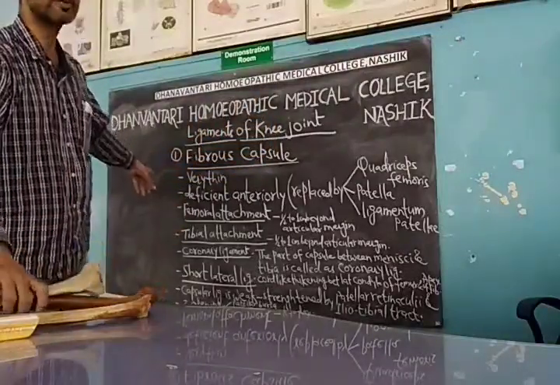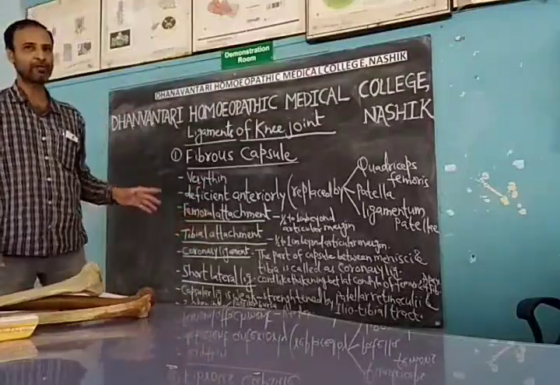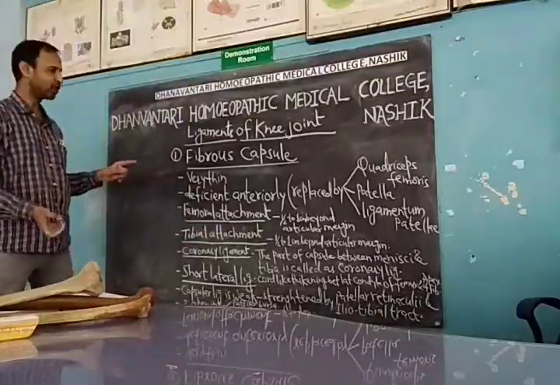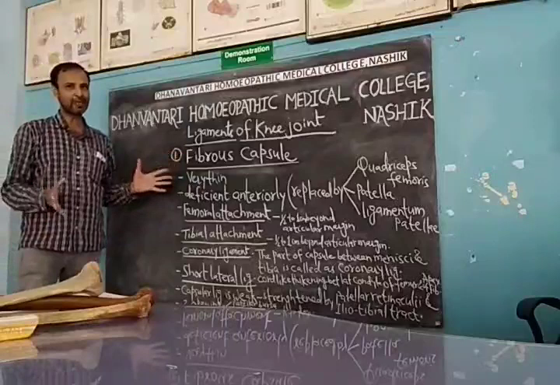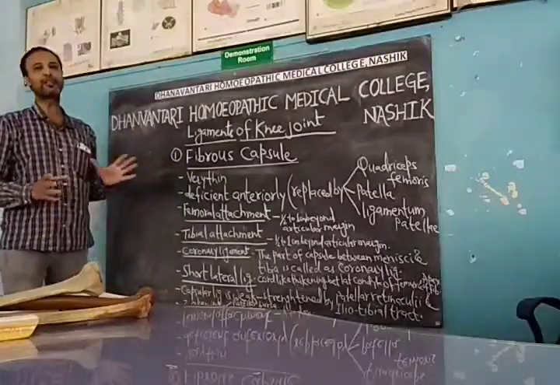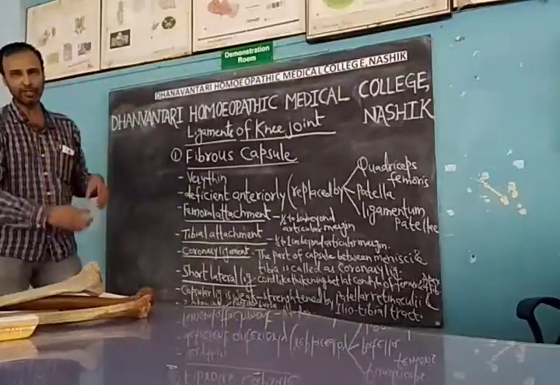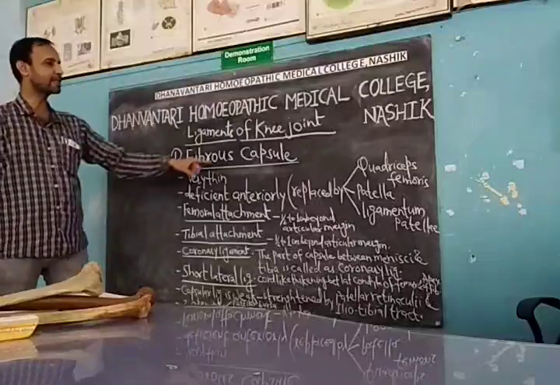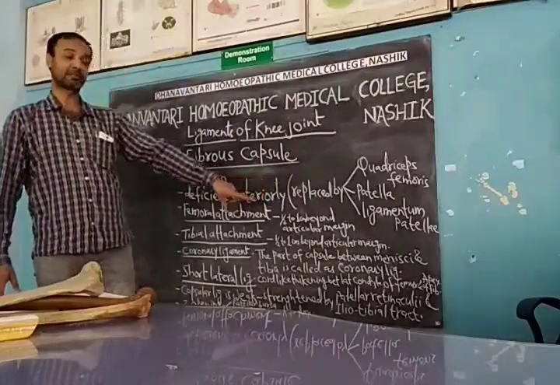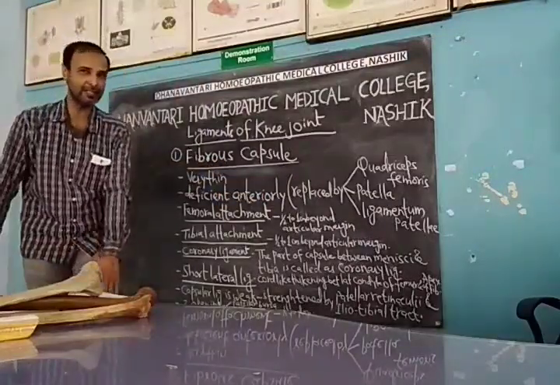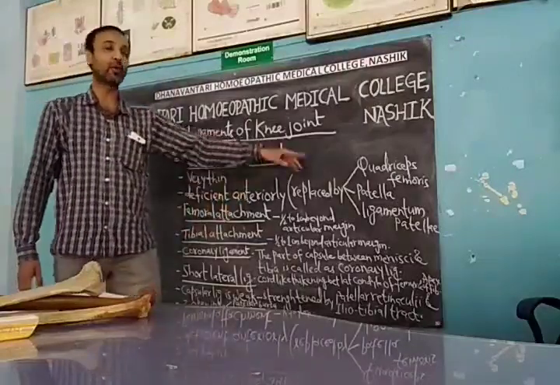First of all, this fibrous capsule is very thin. These are the characteristics of this capsule, the keywords we have to know. It is very thin, and it is deficient anteriorly. Yes, in the anterior part of the joint it is deficient. Why is it deficient anteriorly? Because it is replaced by the quadriceps femoris.